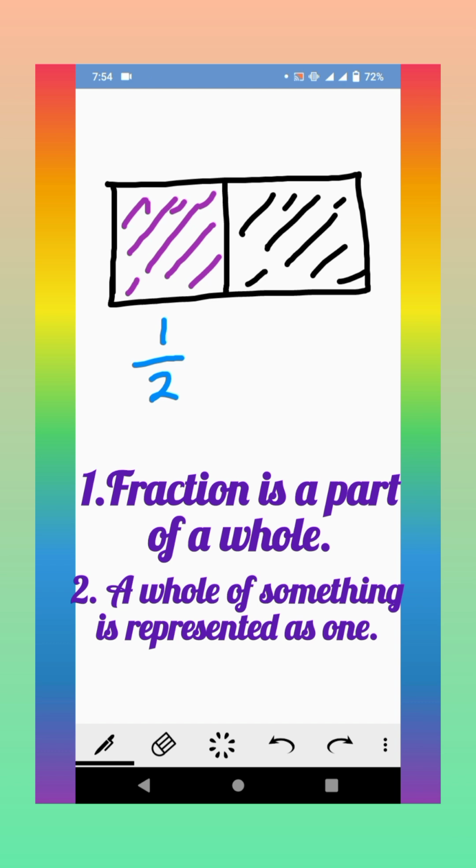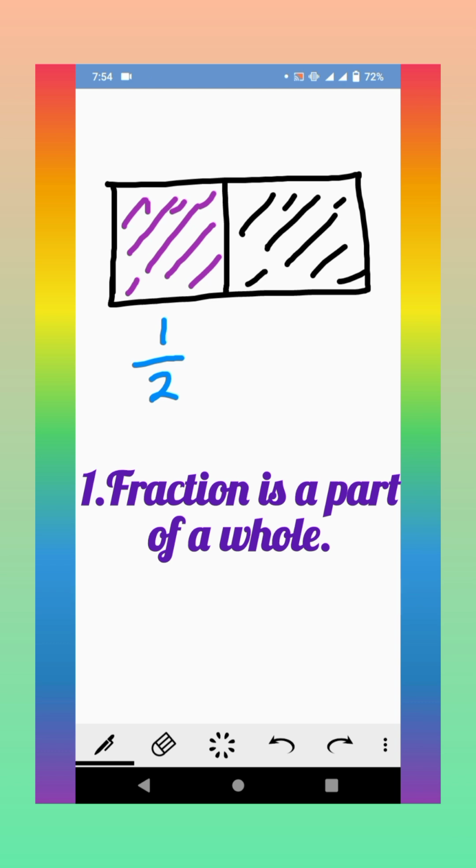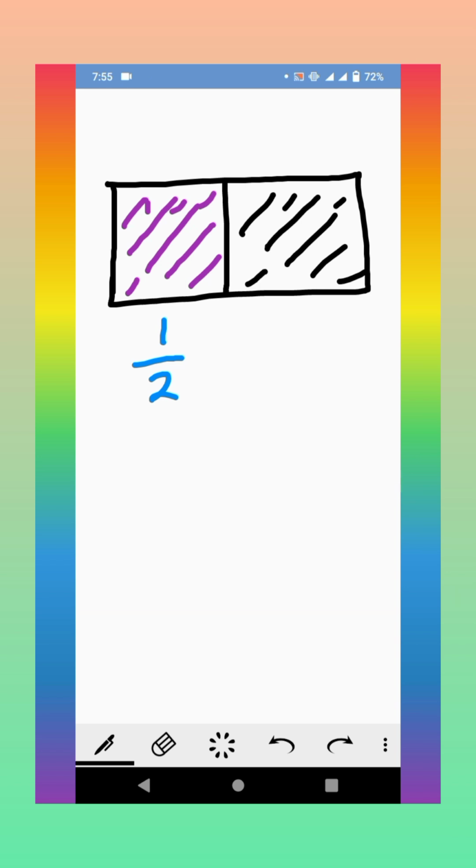For instance, in this rectangle, the rectangle is shared into two equal halves. One half of it is shaded in purple, the other one is in black. The one in purple, we write mathematically as 1/2. 1/2 simply means the whole of the object was shared into two portions, and one of it is what you are interested in. So 1/2 means the whole of something is shared into two portions. That's the denominator, and the numerator means you are interested in one portion out of the two.